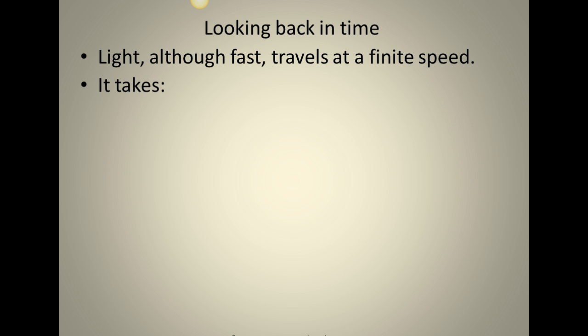Now, using this cosmic speed limit, we can calculate the time it takes for light to reach us from distant objects. For example, it takes 8 minutes for the light from the sun to reach us, and the sun is 93 million miles away. How do we get that? We get that by dividing the 93 million miles by 186,000 miles per second. If you do that in your calculator, you'll get the number 500. That's 500 seconds, which is a little more than 8 minutes.